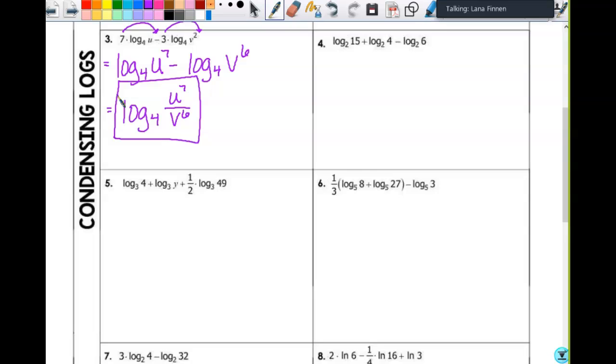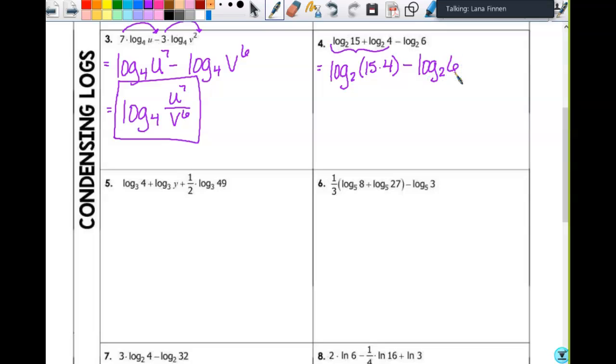Now number 4 has 3 terms, and our rules are really just taking 2 at a time, so we're going to have to do them 2 at a time. So I'm going to take these 2 and combine them. They have the same base, so this will be log base 2 of 15 times 4, and I could have gone ahead and multiplied that, but minus log base 2 of 6.